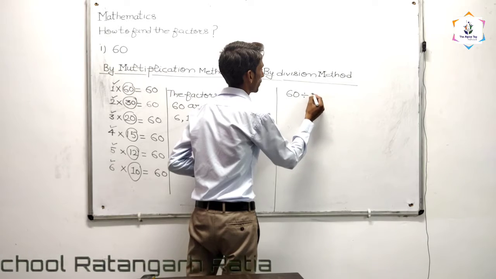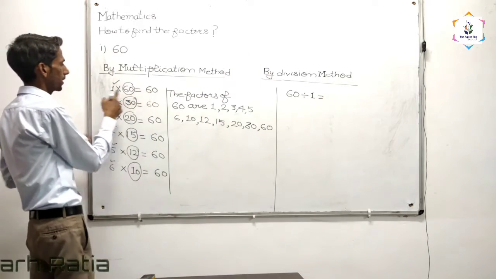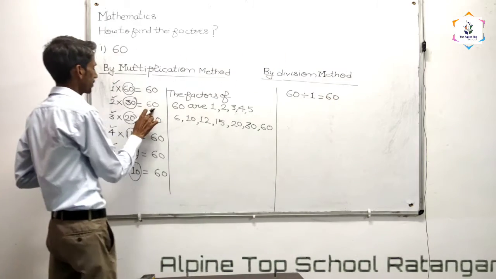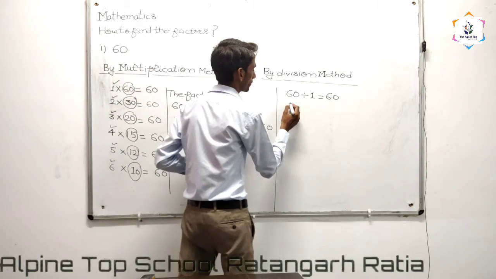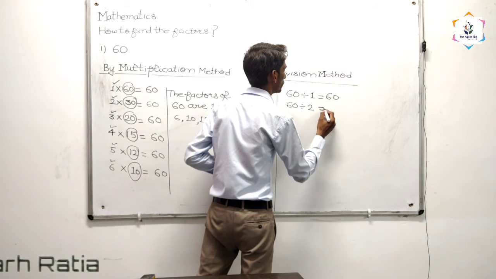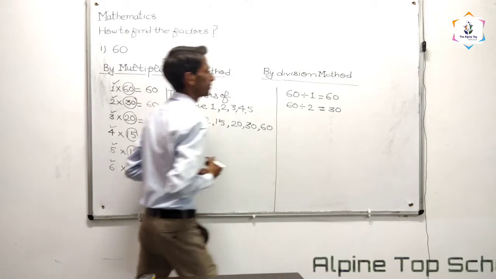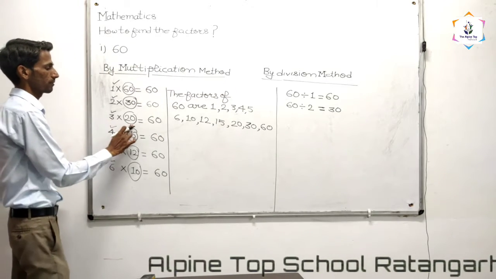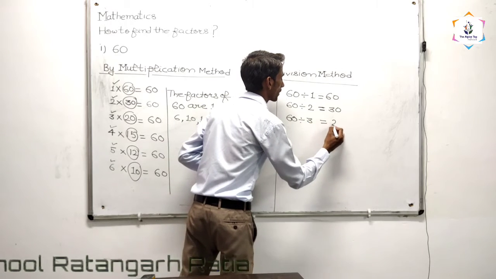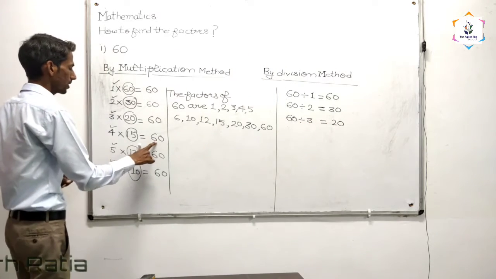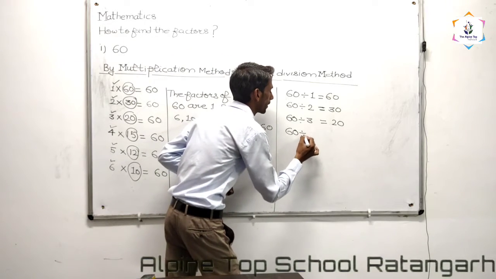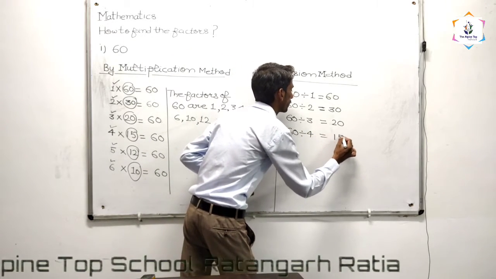60 divided by 1, what we shall get? 60. Okay. 60 divided by 2, we shall get 30. 60 divided by 3, we shall get 20. 60 divided by 4, we shall get 15.